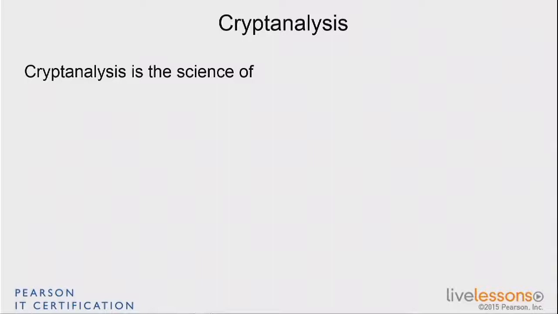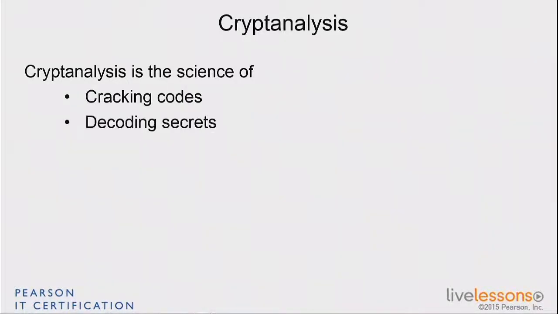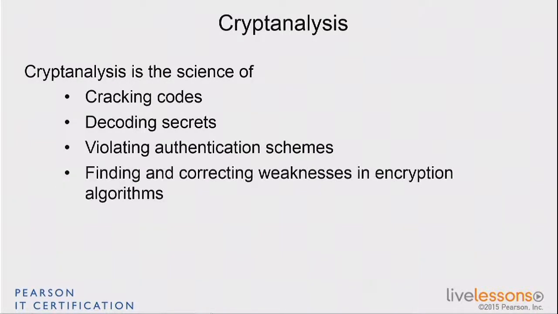So cryptanalysis is the science of cracking codes, decoding secrets, and violating authentication schemes. And most importantly, finding and correcting weaknesses in encryption algorithms. Cryptanalysis can be used by the bad guys or the good guys to crack codes, decode the secrets, violate an authentication scheme, or find and correct weaknesses.